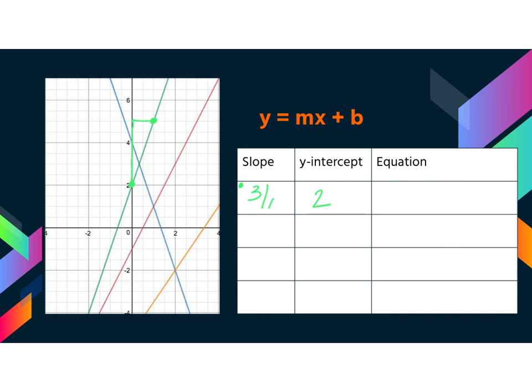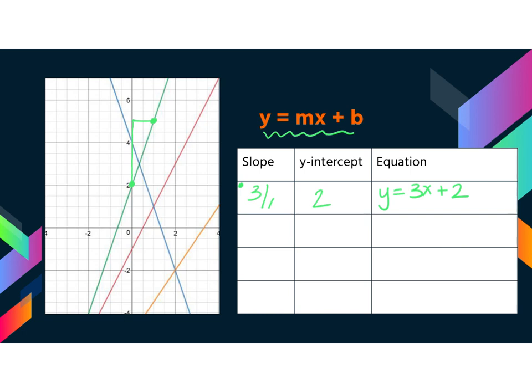Then we can substitute it into slope-intercept form, because that's what we're asked. So y equals, m is the slope, so 3 over 1, which is 3. X plus b is our y-intercept, which is 2. Go ahead and try the blue and the red lines. Press play to check your answers, and then we will go through the yellow line together.